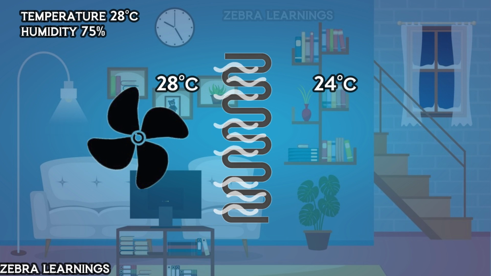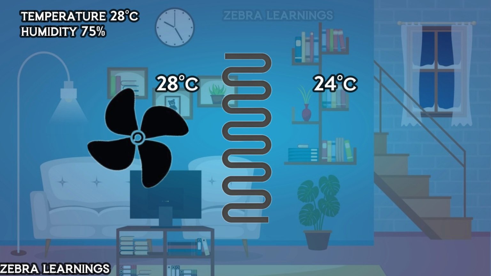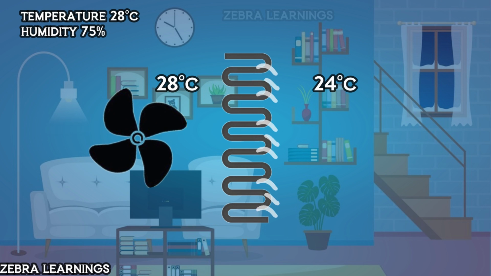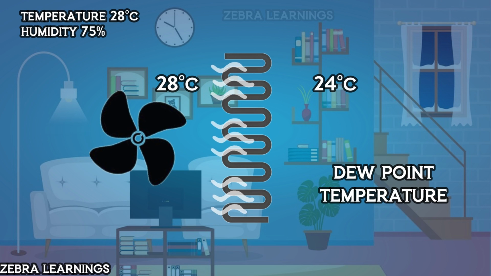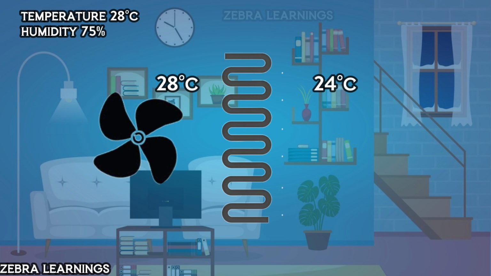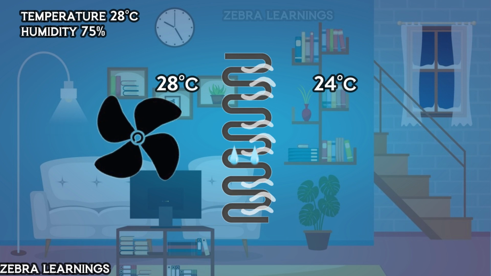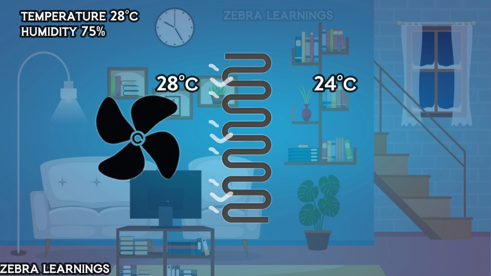As the air passes through the cooling coil, the temperature decreases. For the moisture in the air to condense into water, the AC unit must cool the air to below its dew point temperature. The dew point is the temperature at which air starts to condense. When the air reaches this temperature, water vapor begins to condense on the cooling coil, removing moisture from the air.